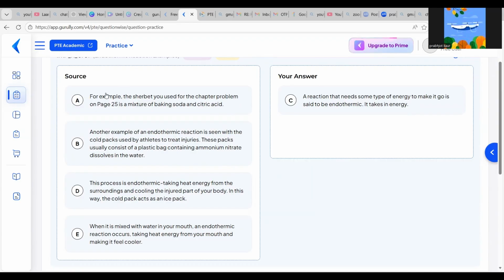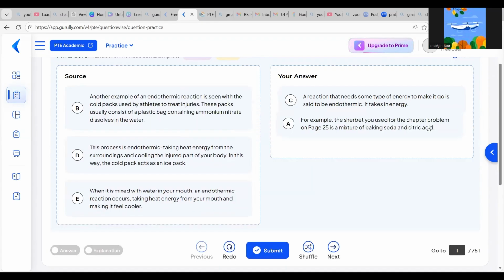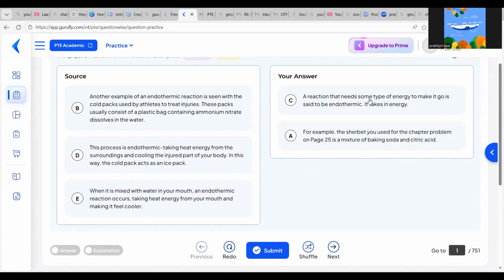Here, for example, "the sherbet you used for a chapter problem on page 25 is a mixture of baking soda and citric acid." So this is the second one. The first is the general idea, the main topic, and this is the example of it.